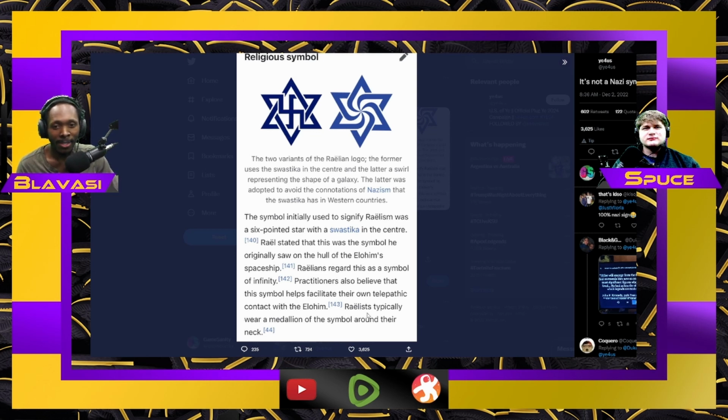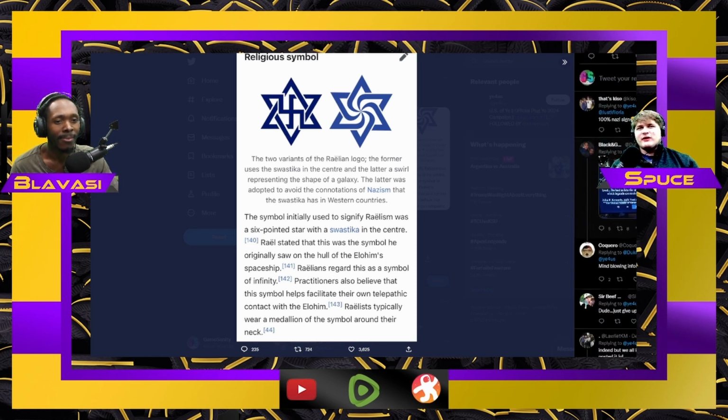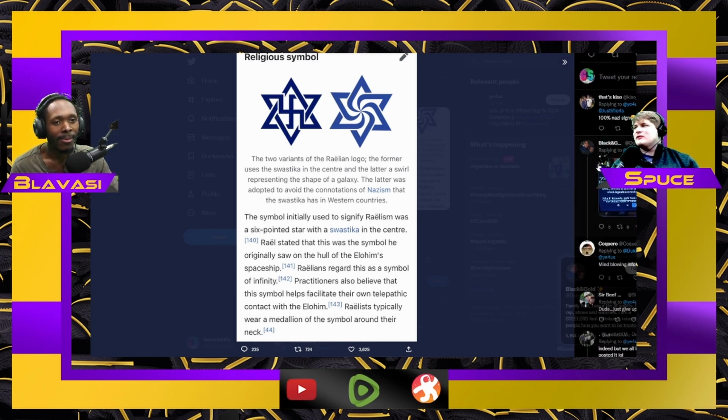I don't know what that is. I'm guessing those are aliens. Raelists typically wear a medallion of the symbol around their neck. I was going to say, the swastika wasn't really made into a Nazi symbol, but they did. Hitler made that. Nazi Germany made that into a Nazi symbol. They actually flipped it around. It's actually the other way around. But it's got a lot of negative connotations anyway, so I don't know why he would use that for his presidential thing.